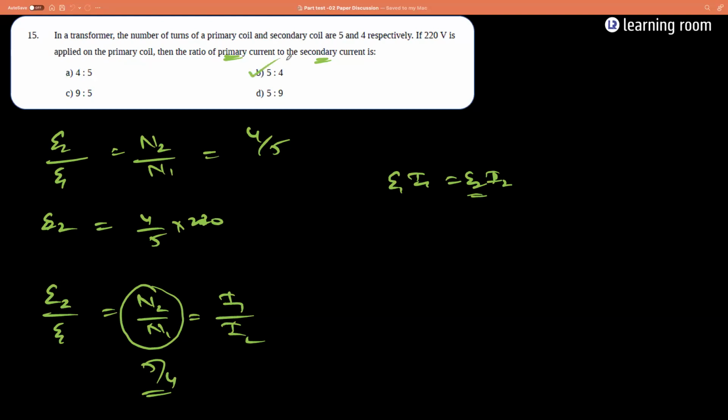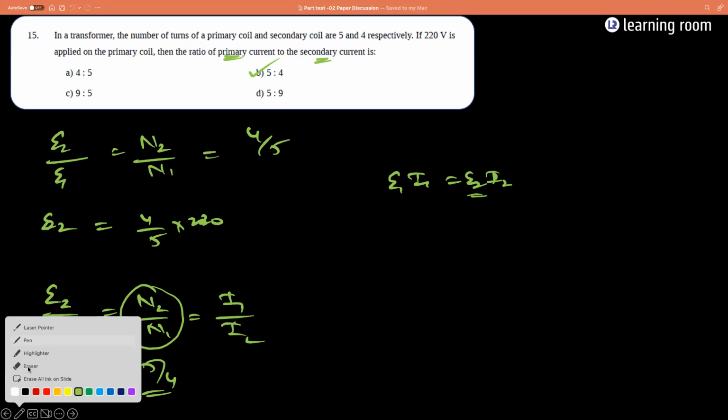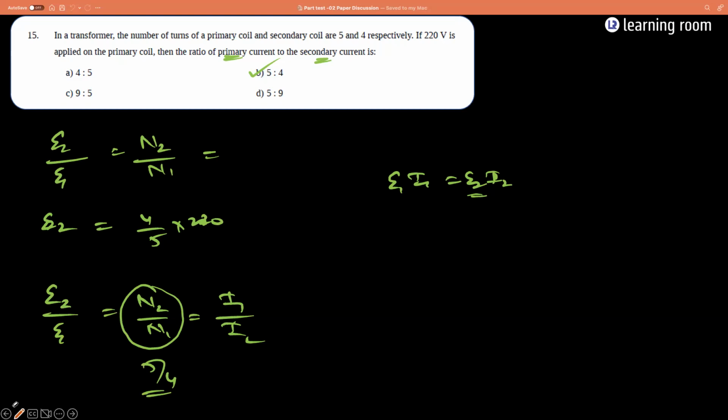So the answer is D. Wait, they've given A. Wait, so it's 4 by 5. N2 by N1 is 5 by 4, so 4 by 5 is the answer.